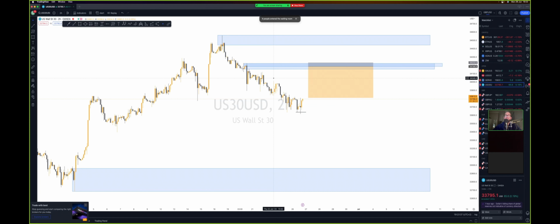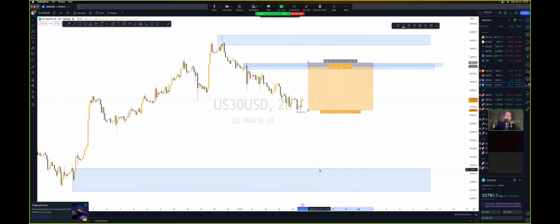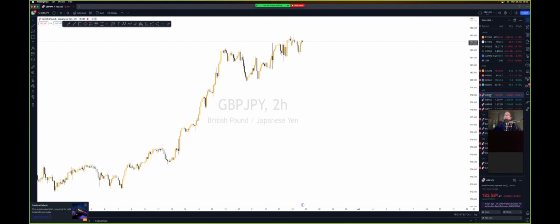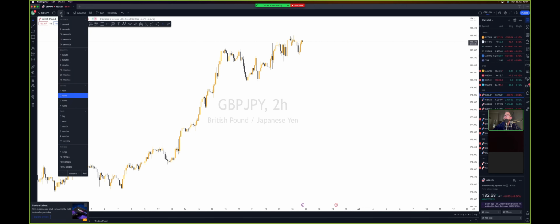So my first area of interest would be this one. I wouldn't really use this one. And then my target would be these lows right there. Or if you really want, you could swing it down all the way to around 32,900. Sweet. I'm going to look at a couple Forex pairs, and then I'm going to move over to synthetics, and then I'm going to cover what I want to cover for tonight.